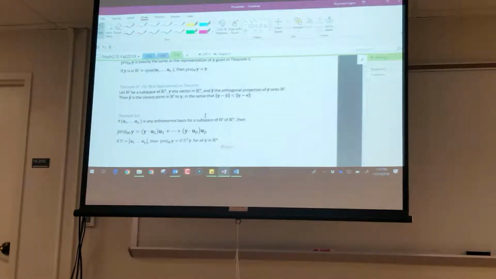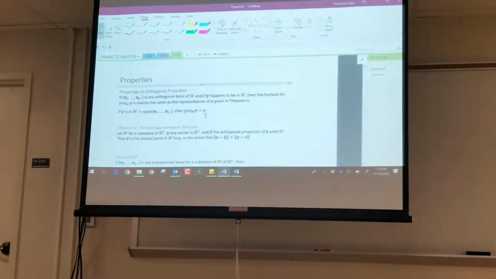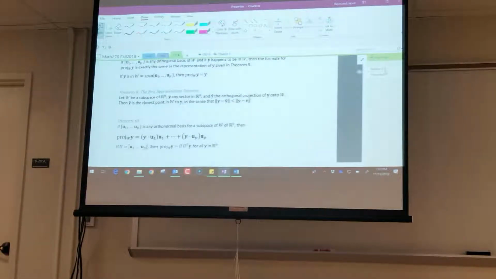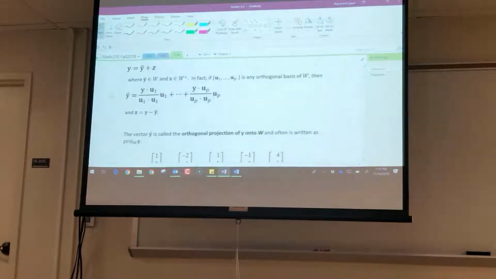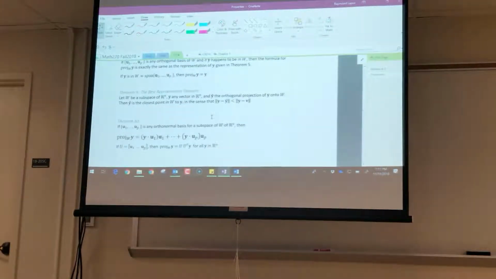And why does that make sense? That makes sense because the original formula looks like this. And imagine if U1, U2, U3, all the way up to UP, imagine if they were all unit vectors. What are the denominators going to be? Bunch of ones. They're just going to be ones, the magnitude, which is 1. So if they are orthogonal, then your formula becomes orthonormal. Then your formula becomes a lot simpler.